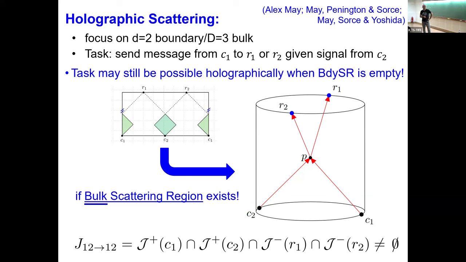And so in that case, what I need is that this scattering region, which again involves the causal futures of the inputs and the causal past of the outputs, to be non-vanishing. But note again that here I've dropped the hats, and so what I'm talking about now is a scattering region that lives in the bulk, not in the boundary. What's interesting here is that the scattering region on the boundary is vanishing. There is no scattering region, but there's a non-vanishing scattering region in the bulk.